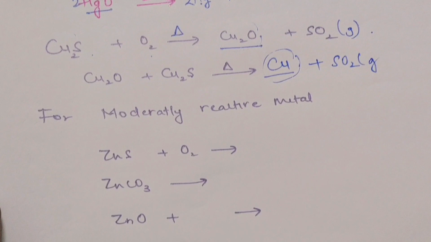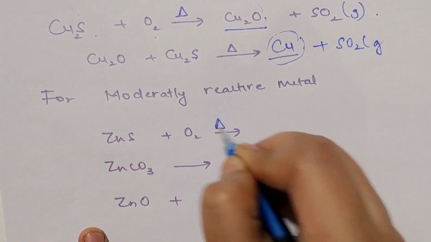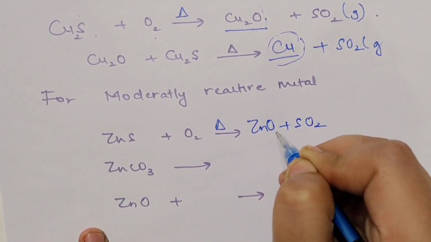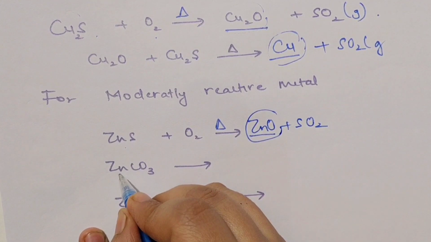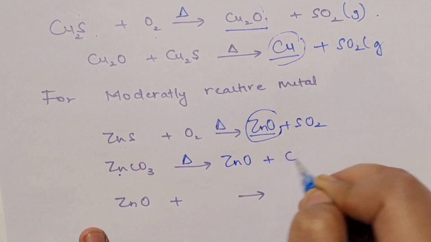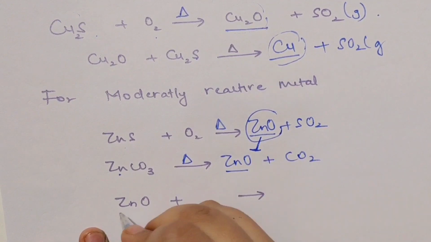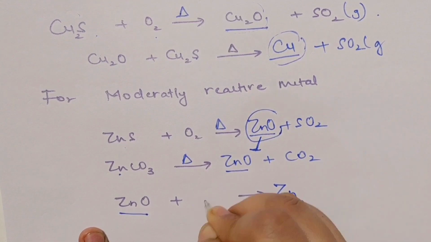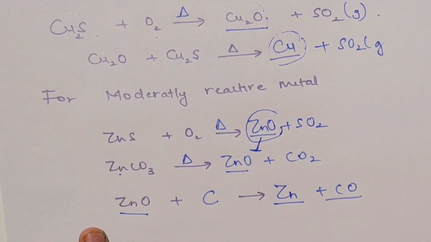Now, moderately reactive metal, we have zinc sulfide, which can be then heated in presence of oxygen to give us zinc oxide and sulfur dioxide. So zinc oxide is the oxide. If we have zinc as zinc carbonate, then we need to heat it in absence of air to give us zinc oxide and carbon dioxide. Okay, so once the oxides are formed, this oxide is then converted into or is reduced to zinc by using coke. It gives us carbon monoxide as a product.